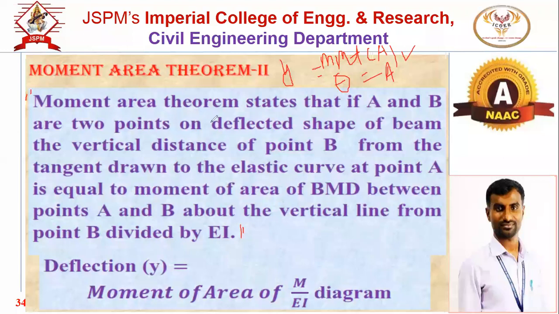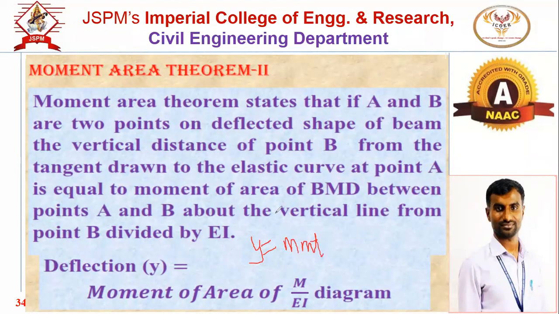If A and B are the 2 points on the deflected shape of the beam, then the vertical distance of B from the tangent drawn to the elastic curve at point A, which is nothing but the deflection of B, is equal to the moment of area of BMD between A and B about the vertical line from point B, divided by EI. Now here we know that to find the deflection, we have to consider the moment of the area. That much we have understood. For slope, we have to find the area, and for deflection, we have to find the moment. Now we have to take the moment of the area.